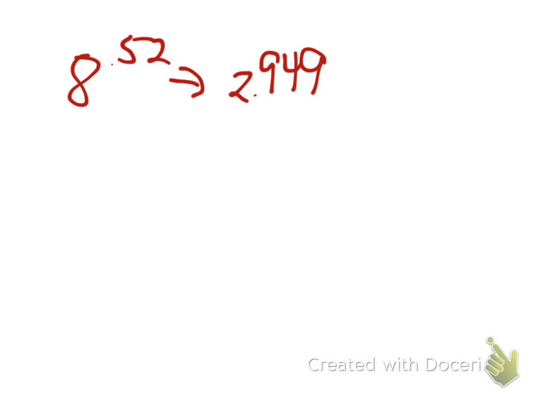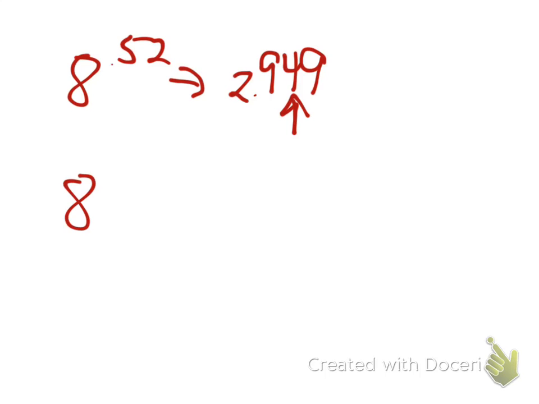So then I'm going to take a look at 8 to the 0.52. And that gives me an answer of 2.949. That is really pretty close. I'm just over 5/100ths off. So I need to go a little bit higher.